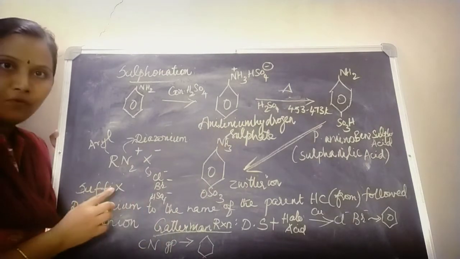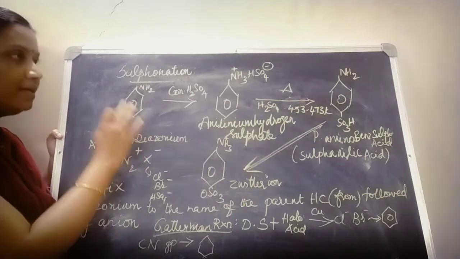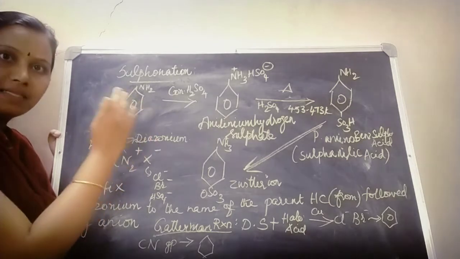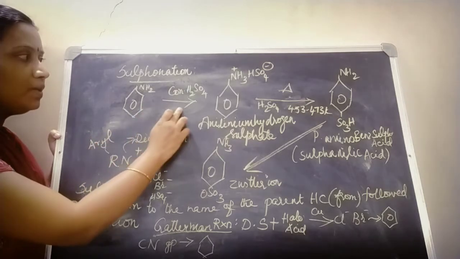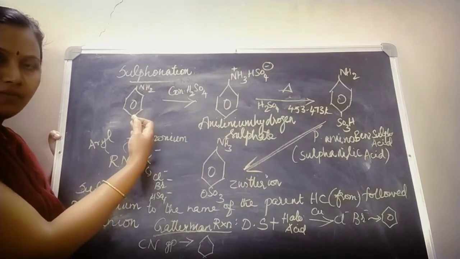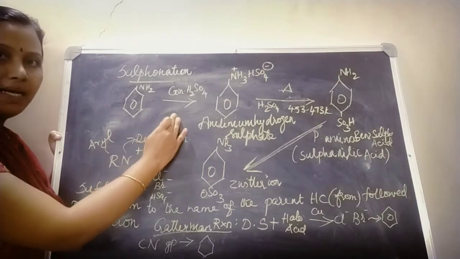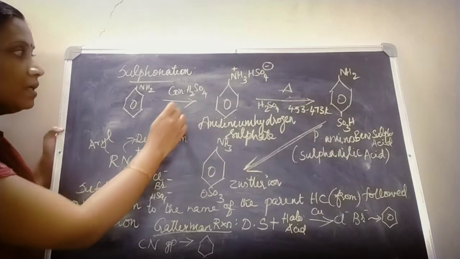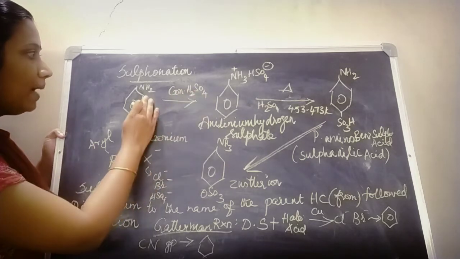Next is sulfonation reaction. So I have amine. I need a compound which supplies a sulfate group to my aniline. So I have to select that group. What is the group here which is going to provide a sulfur group? It is nothing but concentrated sulfuric acid. I have aniline and I am adding concentrated sulfuric acid. What is the formula for sulfuric acid? It is H2SO4.